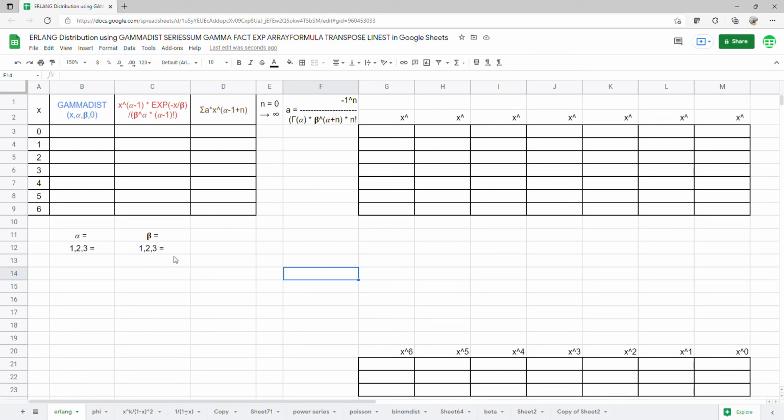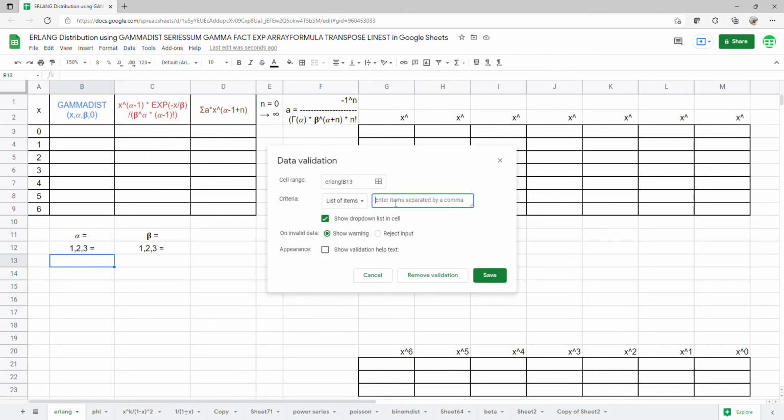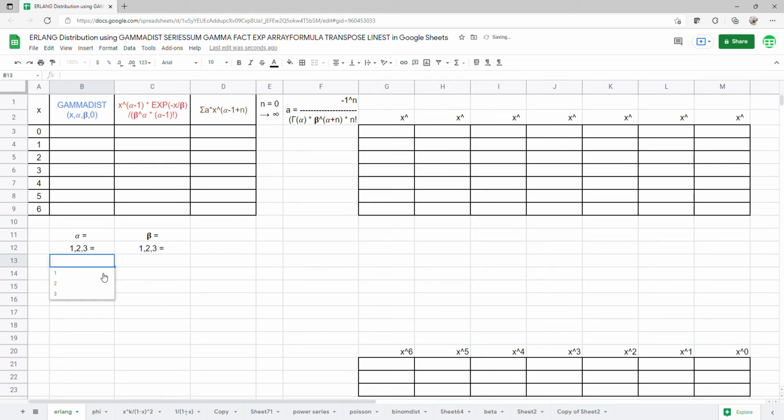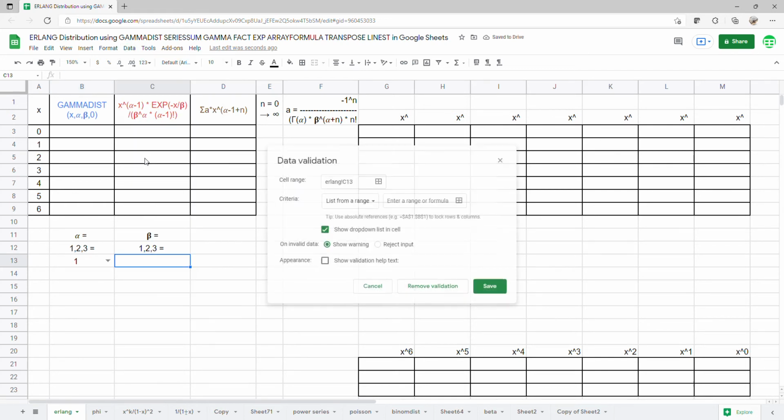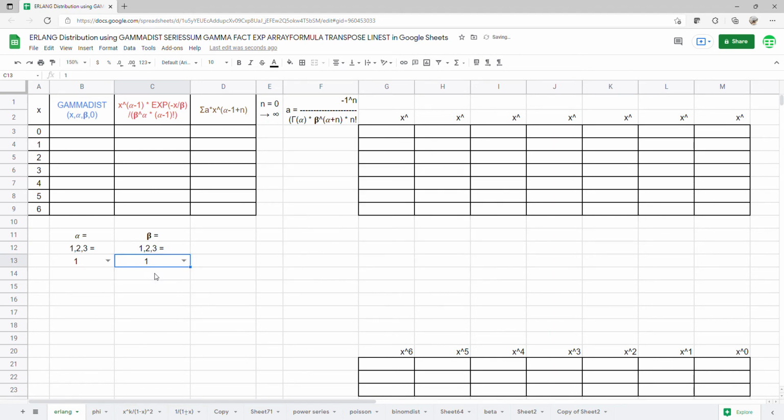In this video, we will generate the dataset of the Erlang distribution over the values from 0 to 6 of x, and our alpha will be from 1 to 3. So data validation for alpha, list of items from 1 to 3. Likewise for beta, we can start with 1 with alpha. And for beta, data validation, list of items, also from 1 to 3. We can start with 1.